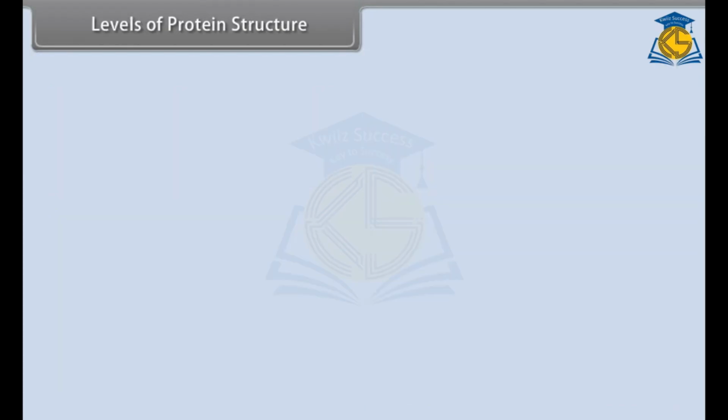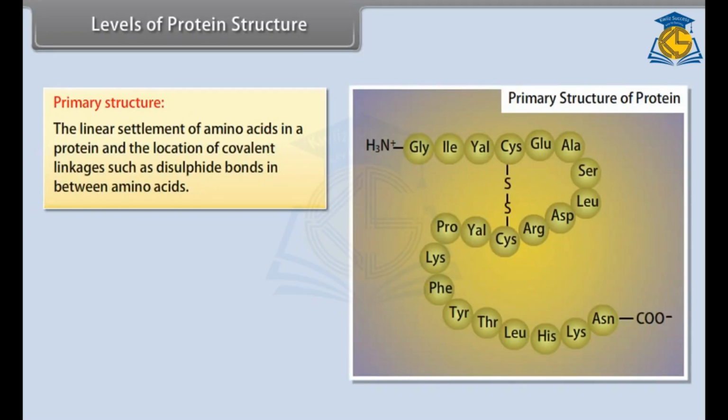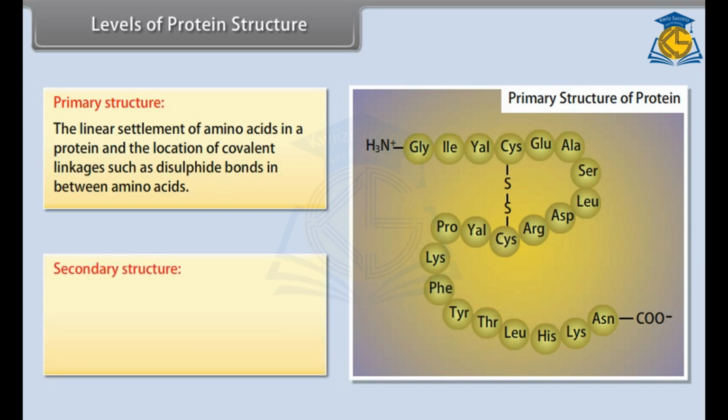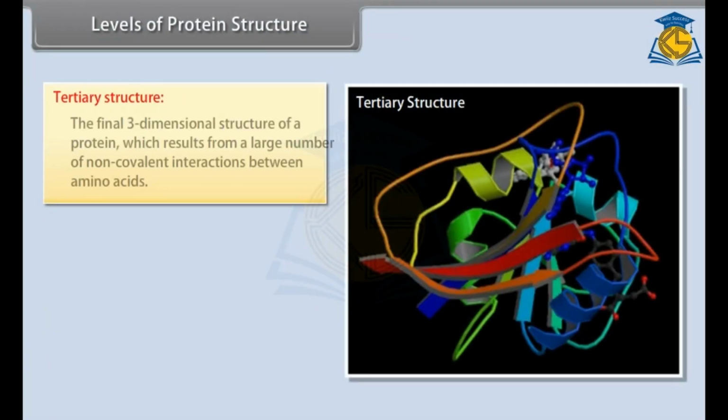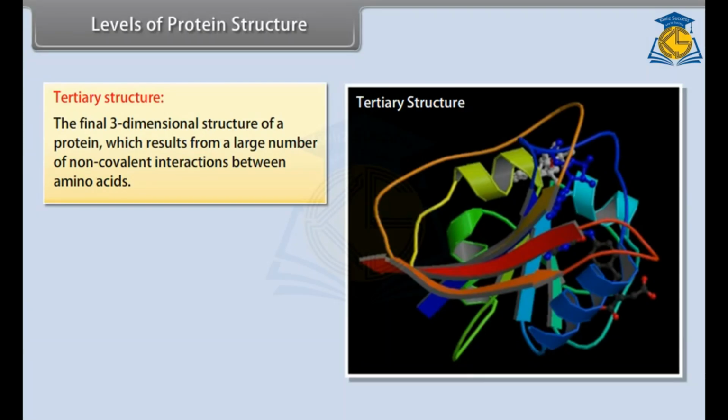Levels of protein structure. Primary structure: the linear sequence of amino acids in a protein and the location of covalent linkages such as disulfide bonds between amino acids. Secondary structure: areas of folding within a protein. Examples include alpha helices and pleated sheets, which are stabilized by hydrogen bonding. Tertiary structure: the final three-dimensional structure of a protein, which results from a large number of non-covalent interactions between amino acids.